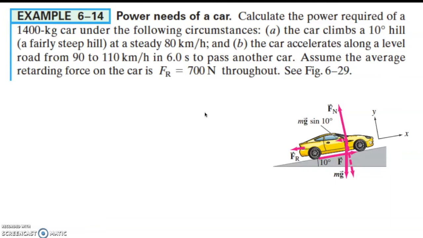pass another car. And we want to assume the average retarding force, which is just the force going backward on the car, is 700 newtons. In this case, it's probably going to be friction that we're talking about. But here's the diagram, and we will solve it now.